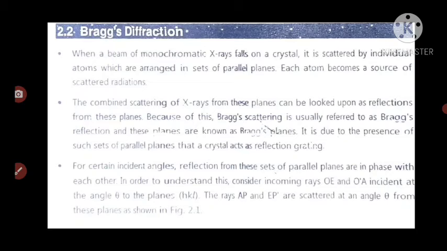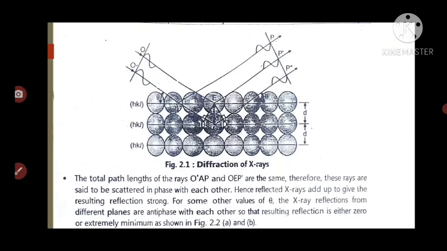And for this, the incident angle of the reflection from this set of planes, which are parallel planes in phase with each other, considers the incoming rays shown in the figure. Two waves come along the path O prime A and the other path, and they are incident at the angle theta on the HKL plane we are considering here, giving the rays AP and A prime P.